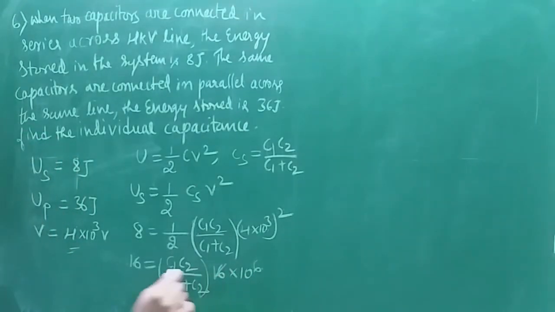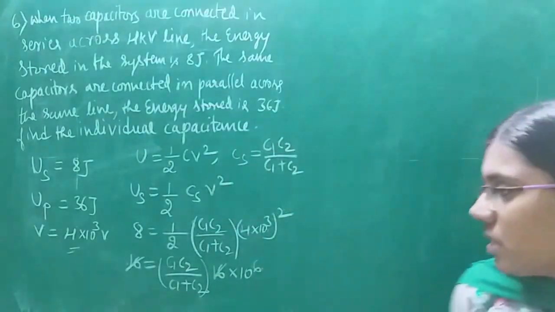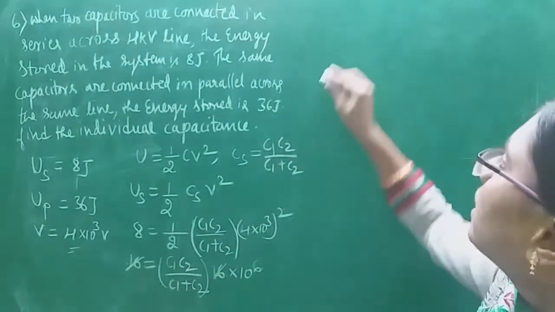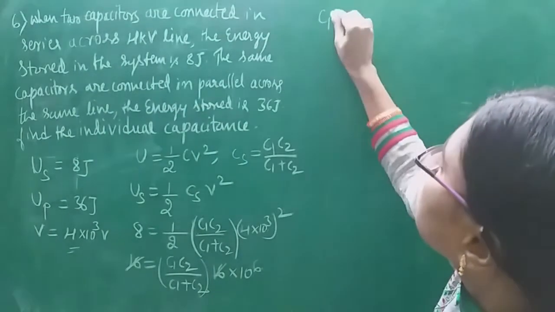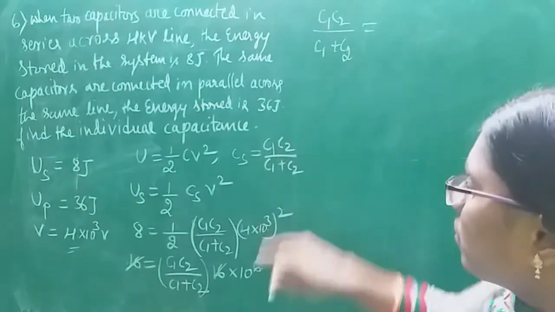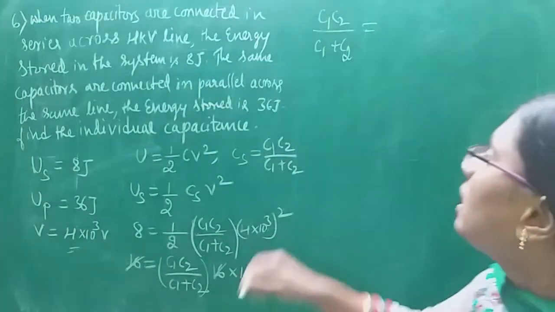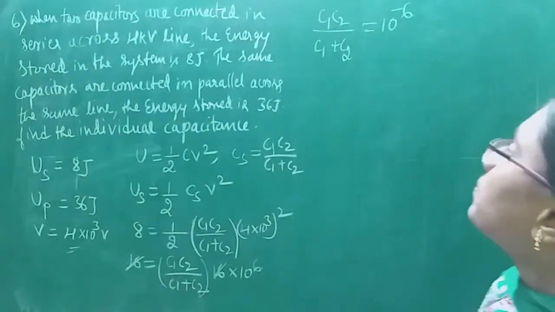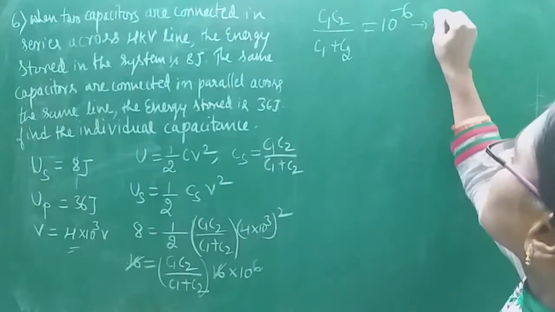This 16 and 16 get cancelled. Therefore, we can write, now take this 10 power 6 to that side. So we write C1 C2 divided by C1 plus C2 will be equal to, when 10 power 6 goes to the left side, it becomes 10 power minus 6. Okay, so now let us take this as equation 1.